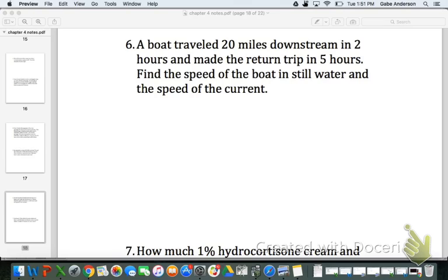Let's carefully read. Let's decide whether we want a picture or not. Maybe we do, maybe we don't, and decide what's going on here. It says a boat traveled 20 miles downstream in 2 hours and made the return trip in 5 hours. Find the speed of the boat in still water and the speed of the current. So let's decide on this right now. Picture or no picture?